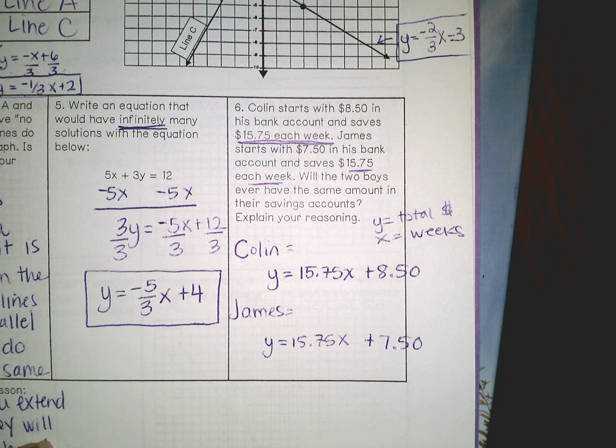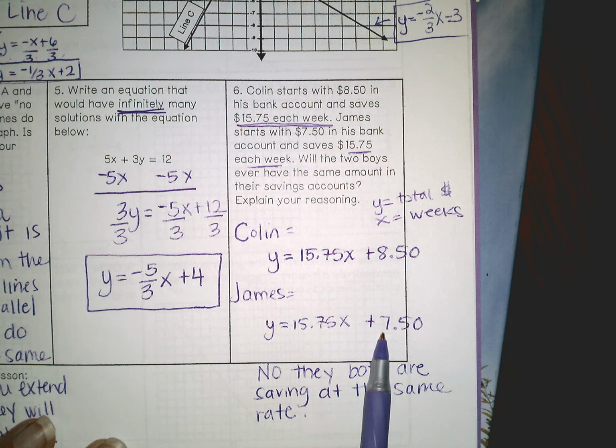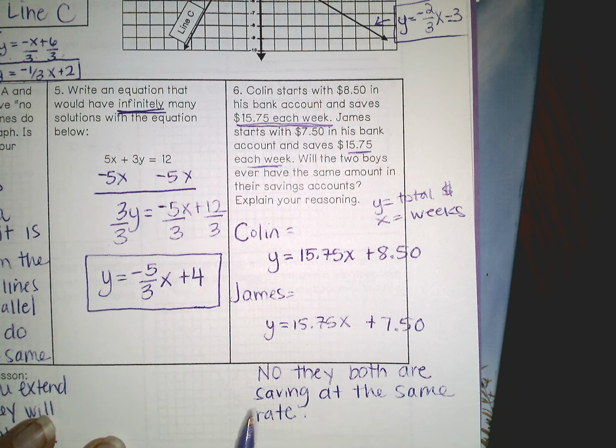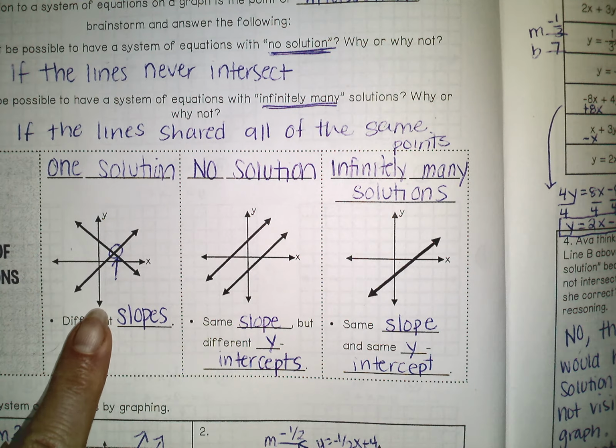So take a peek at our two equations here. Will the two boys ever have the same amount in their savings account? So the answer is no. Because they both save at the same rate. Okay, so this is like a graph of two lines with the same slope, but they have different y-intercepts. So if they have the same slope, they're going to be rising and running over the same steepness. So they will never intersect. So they will never have the same amount in their bank accounts.